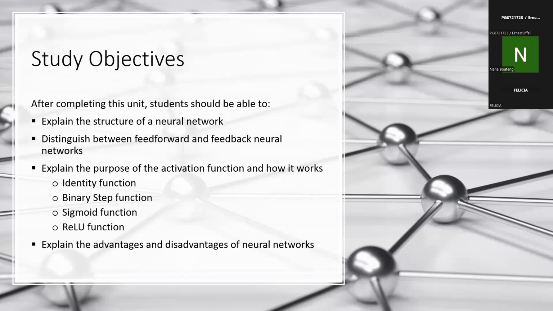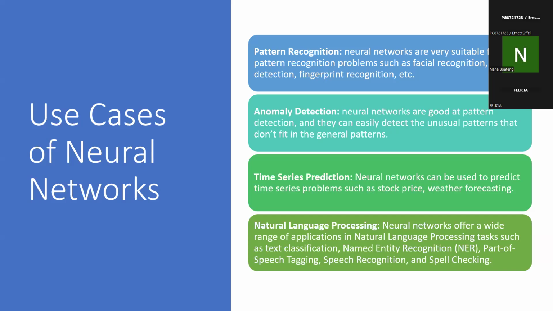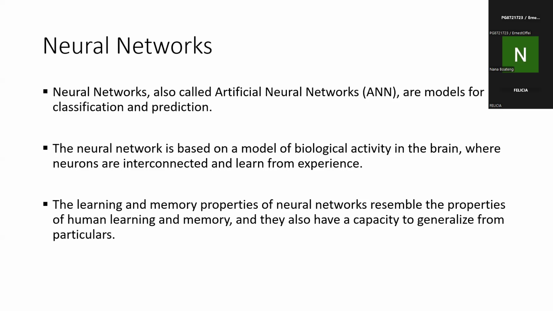So use cases of artificial neural network or neural network is pattern recognition, suitable for pattern recognition such as facial recognition, object detection, fingerprint recognition, and stuff like that. Anomaly detection: it can easily detect unusual patterns that don't fit general problems, and can be used for time series prediction and natural language processing. These are models for classification and also for prediction. So basically it works like the brain, where the neurons are interconnected.